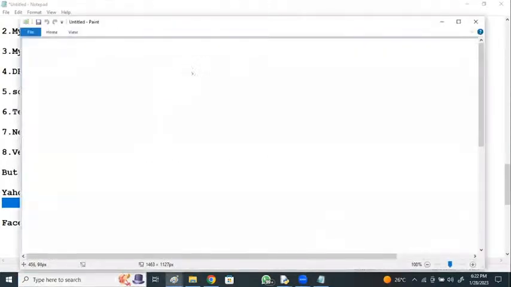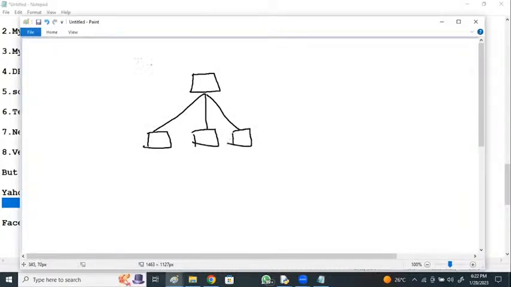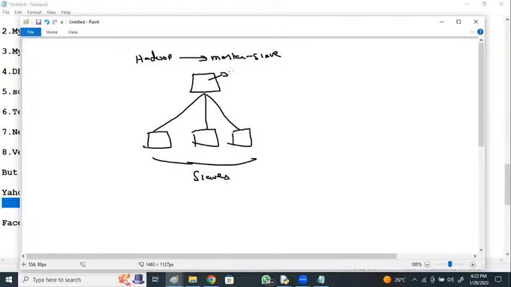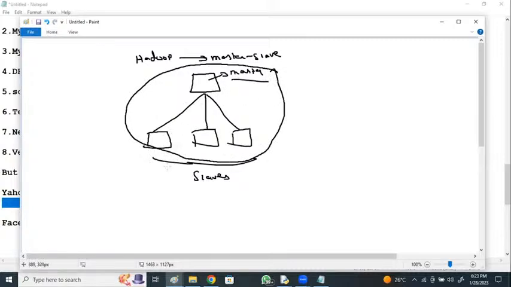See, Hadoop follows a single master, multiple slaves, master slave architecture. Hadoop or Spark follows master slave, not client server architecture. Single master means these are multiple slaves. This is the master node, these are slave nodes. A group of nodes, or CPUs, connected in a network: one master node and all the other nodes are slaves, nothing but systems, CPUs.